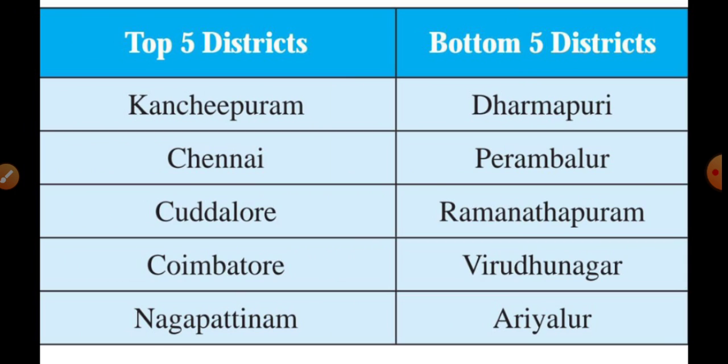First we learned the top 5 districts: Kanchipuram, Chennai, Kudalur, Coimbatore, Nagapattinam. Next we learned the bottom 5 districts: Tharmaburi, Perambalur, Ramanathapuram, Virudhunagar and Ariyalur. What are the 5 top districts, students? Very good: Kanchipuram, Chennai, Kudalur, Coimbatore, Nagapattinam. What are the 5 bottom districts? Very good: Tharmaburi, Perambalur, Ramanathapuram, Virudhunagar and Ariyalur.